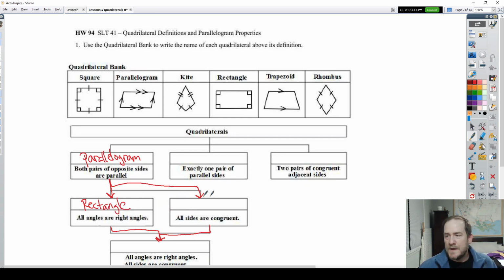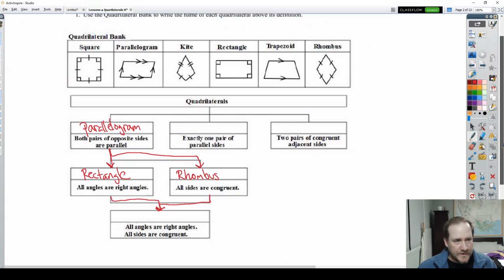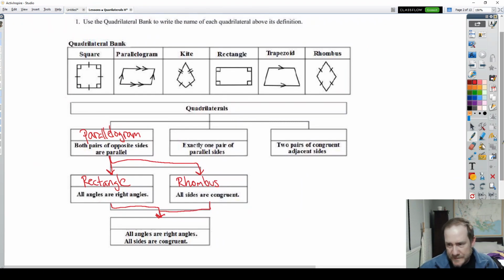Look over here. This one says all the sides are congruent. And again, that's true of a square. But it doesn't say all the angles are congruent. It only says the sides. And the shape that has all of its sides congruent is the rhombus. And so then finally here it says all the angles are right angles and all the sides are congruent. And so that guy must be the square.